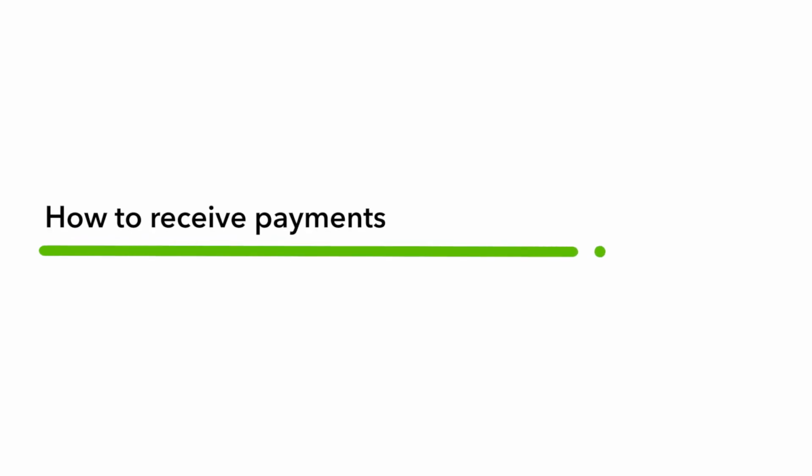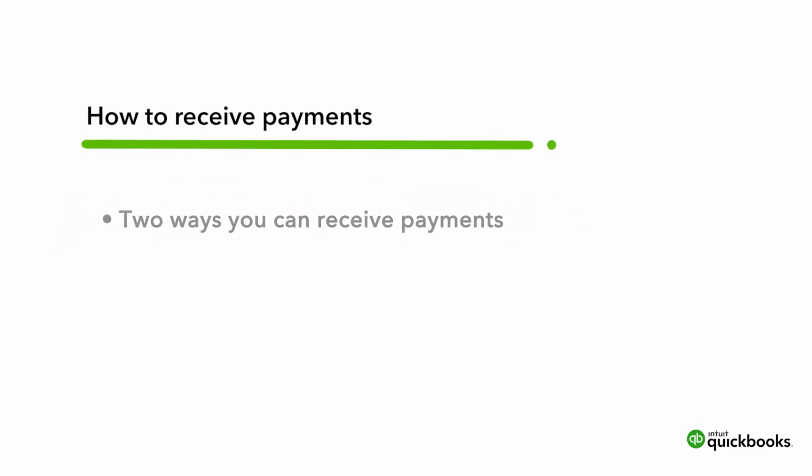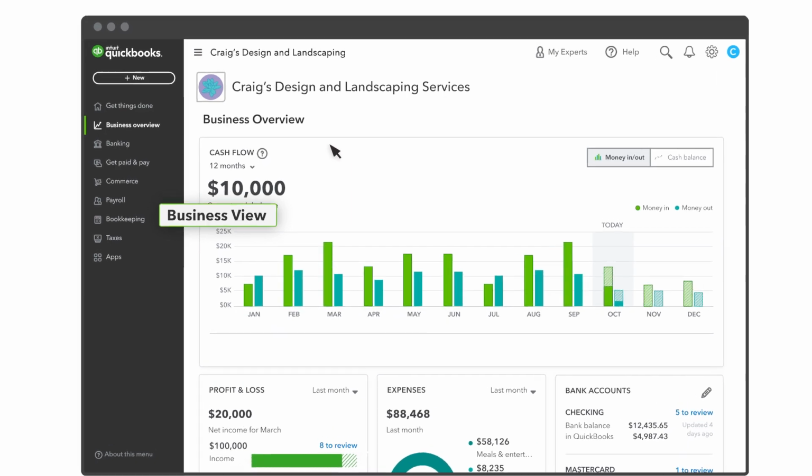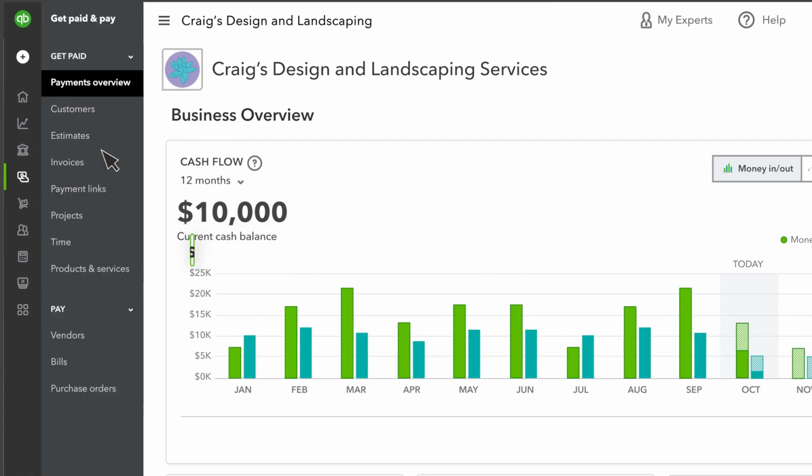Once your customer pays your invoice, you need to record it in QuickBooks. Let's go over 2 ways you can receive payment and how to properly use the undeposited funds account to keep your books accurate. The first way you can receive your payment is to select customers.